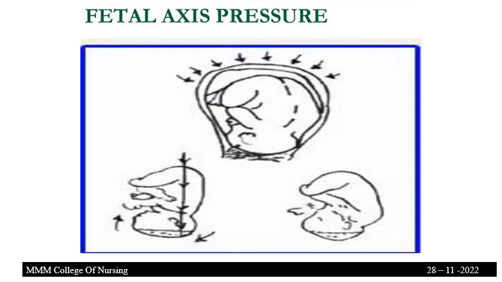Because of the contraction and the gravity, the pain starts from above to downwards. It means the pain starts from the cornua and spreads all over the fundus and then comes to the lower uterine segment. So it is always from up to down. So the fetal axis pressure is a longitudinal pressure from up to down.